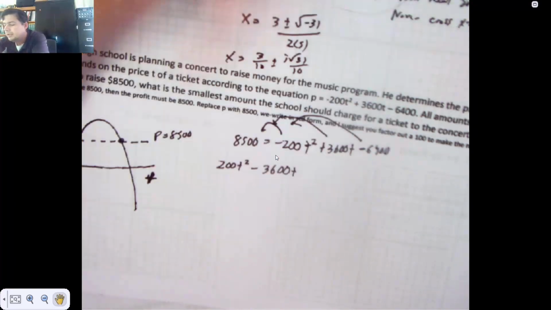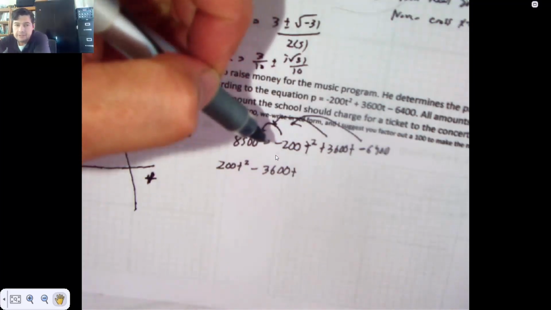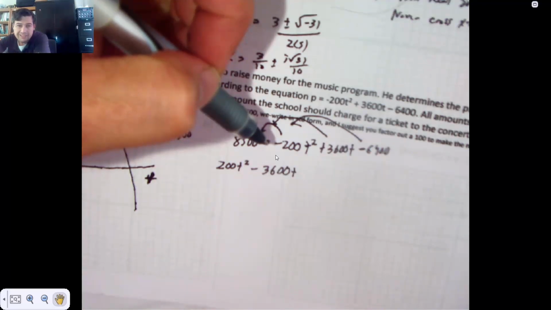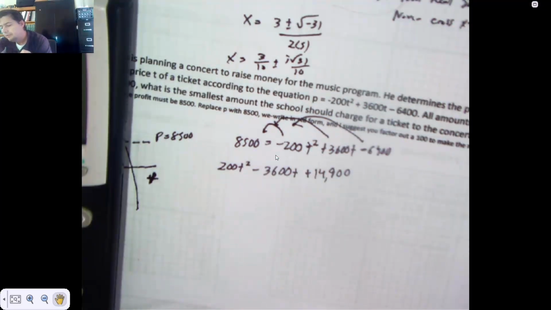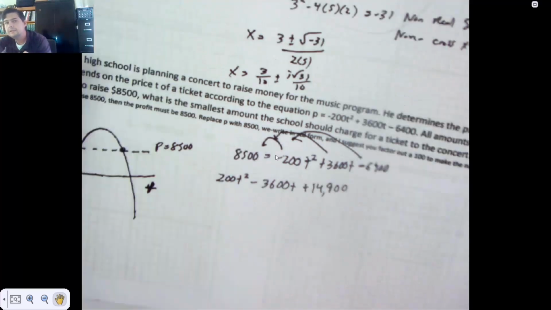200t squared minus 3600t. I'm going to have to add 6,400 to 8,500. And I'm going to get what? 14,900? Is that right? 8 and 6 makes 14, yeah, 14,900. That should probably be checked by me right now, because I have been up since 4 a.m. 8,500 plus 6,400 is 14,900, good. 0 on the right.